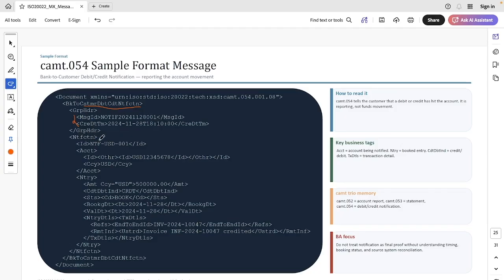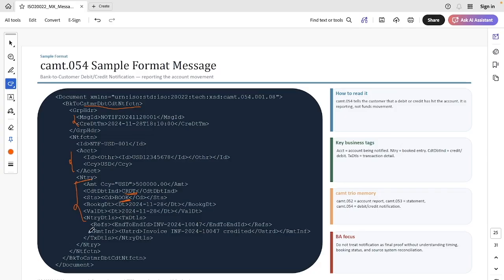The account section tells us which account is being notified. Then the entry section shows the amount, currency, debit or credit indicator, status and booking date. For example, CRDT. This CRDT means credit, and BOOK indicates booked status in the simplified sample.